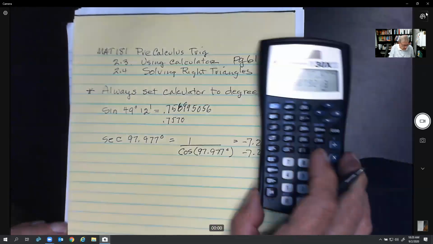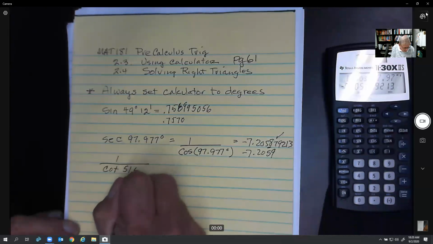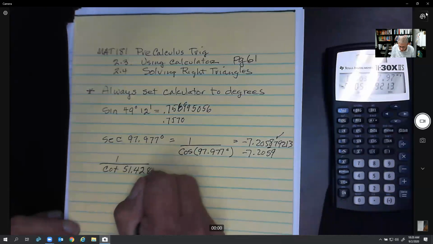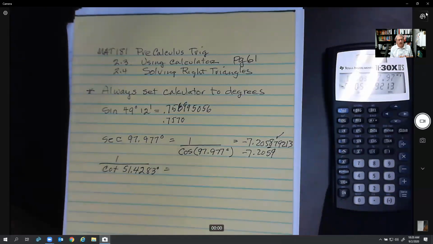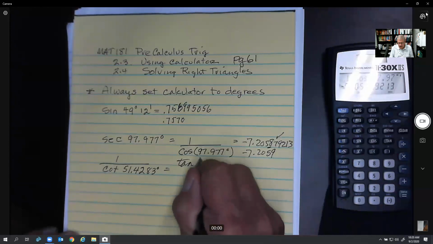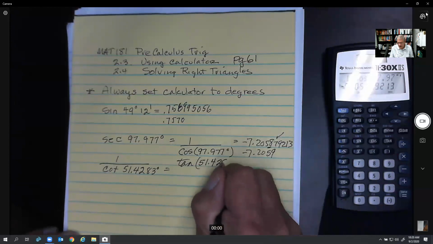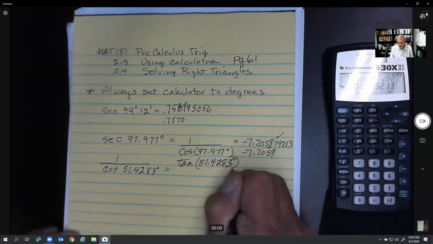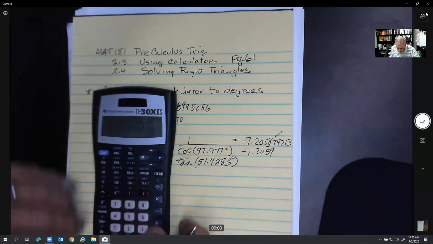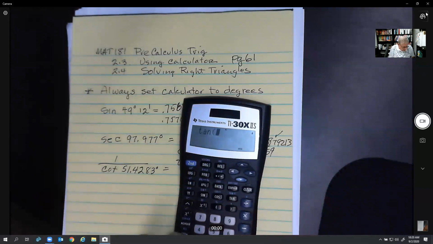Okay, how about 1 over the cotangent of 51.484283 degrees. Well, again, what's the relationship between the cotangent and what? That's right, tangent. They're reciprocal. So all you got to do is look up the tangent of 51.484283 degrees. All right, so let's put it in, see what happens. What's the worst that could happen? You don't get it right.